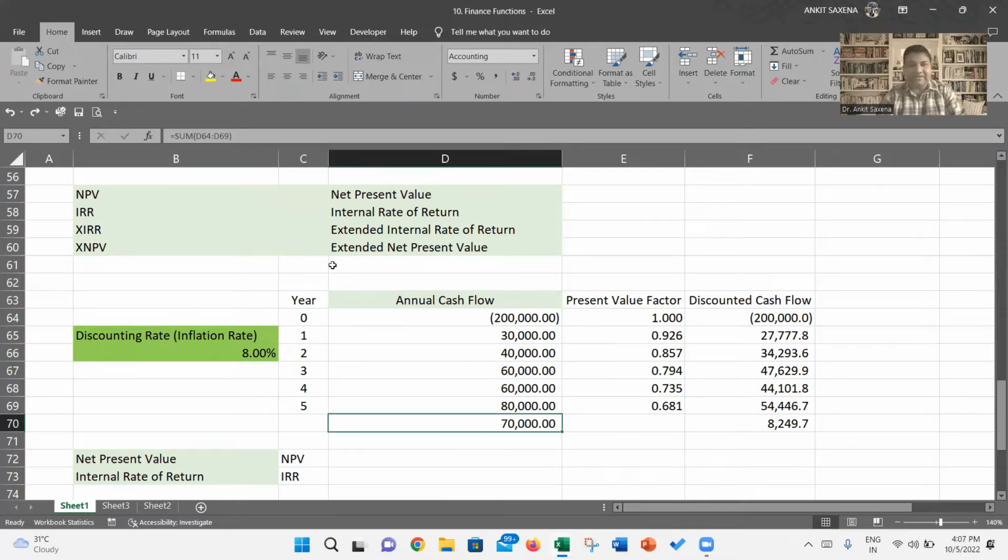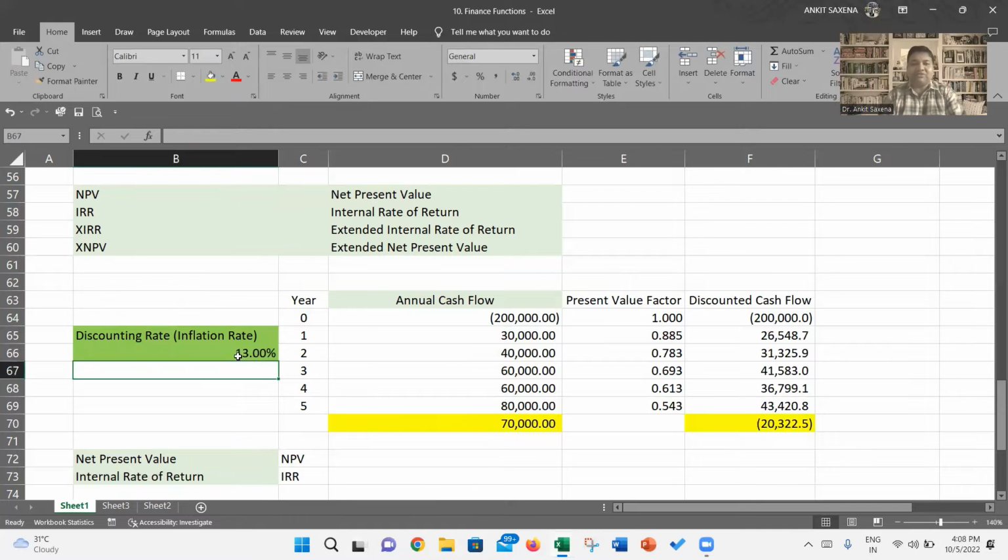So in short, what we could understand here is that we got 70,000 rupees. It was evident that we are getting 70,000, but the present value of the difference between what I'm paying and what I'm getting is 8,249 when the discounting rate is 8%. When I make it 13%, it goes negative.